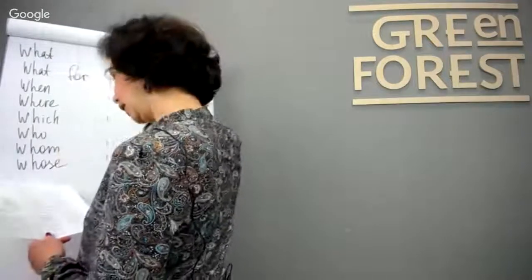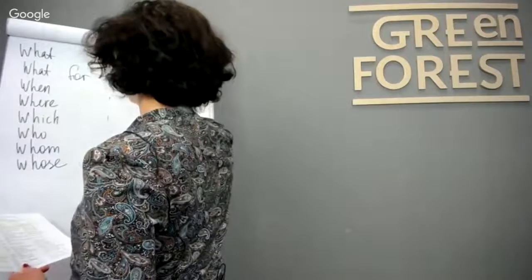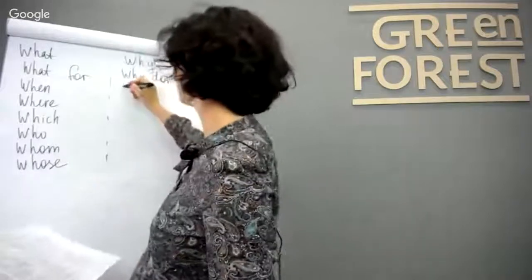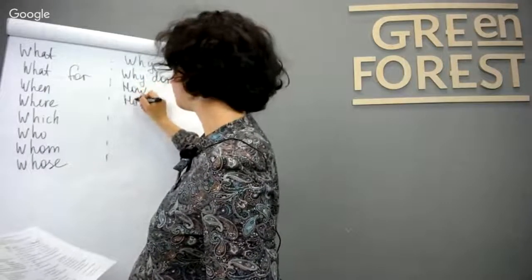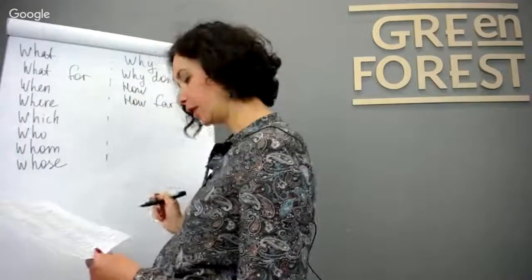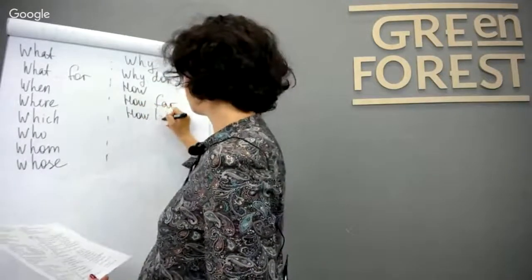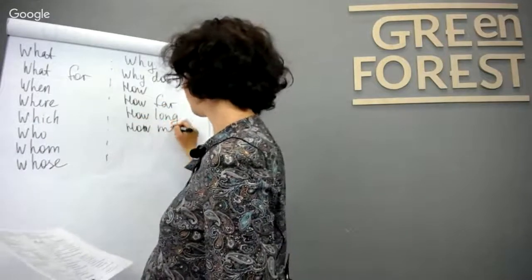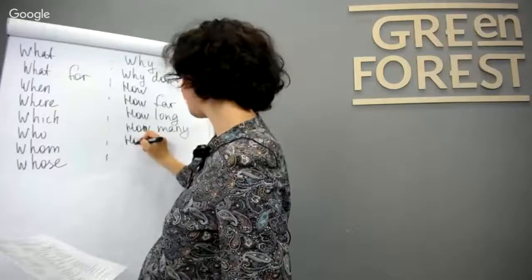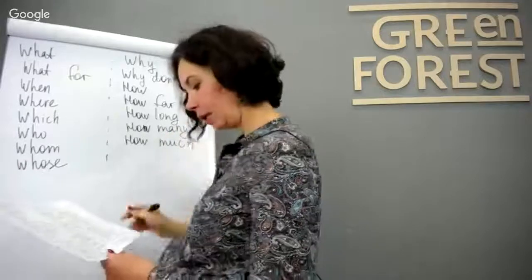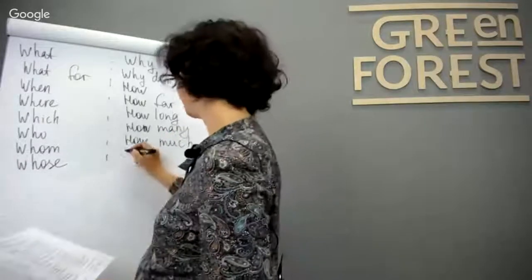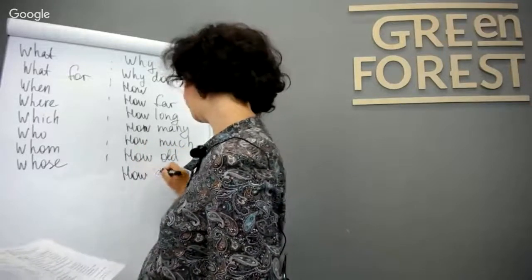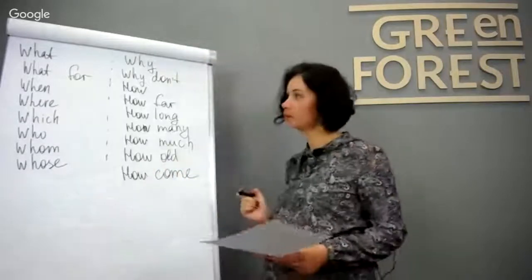We'll move on over here. We have here why. Also, very often we say, why don't we? And with how we form also different questions: how far, for example, or how long, how many, sorry, how many, how much, how many, how much, how old. And one more, I love it, it's how come. How come? I think I wrote all of them.